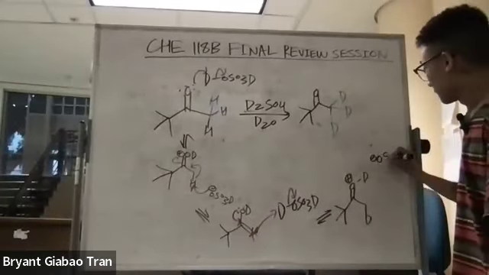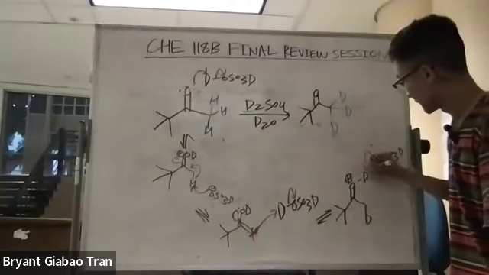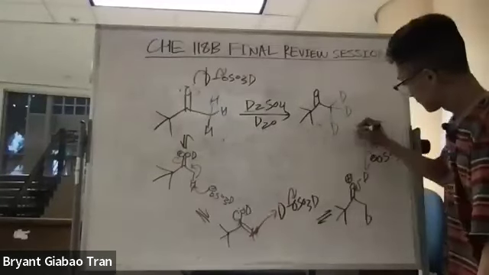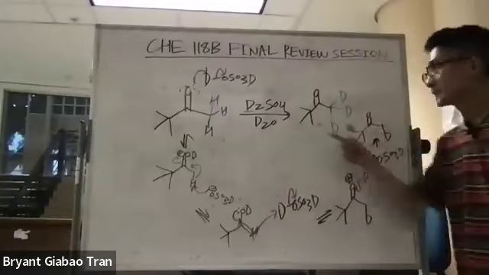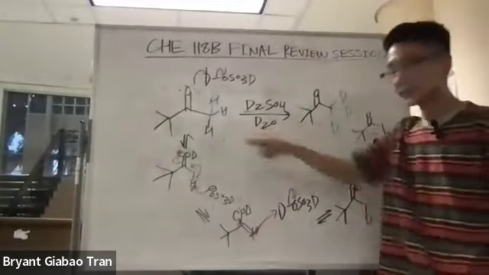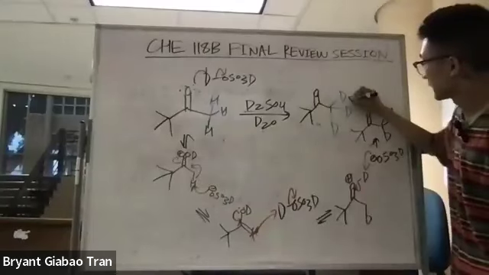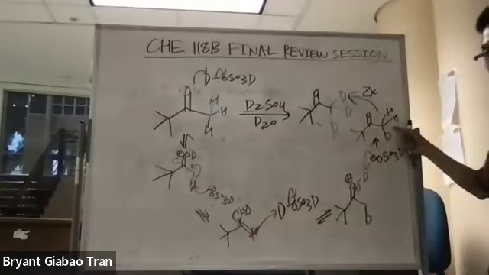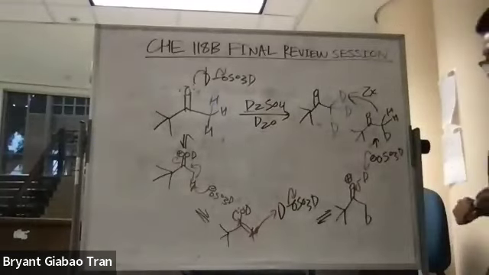And then this oxygen will get neutralized by getting deprotonated by the conjugate base, right? At this point, we substituted one of the alpha hydrogens with the deuterium here. We still have 2 more alpha hydrogens, so we're just going to repeat that whole mechanism that we just did 2 more times to substitute all of the alpha hydrogens with deuterium, right?